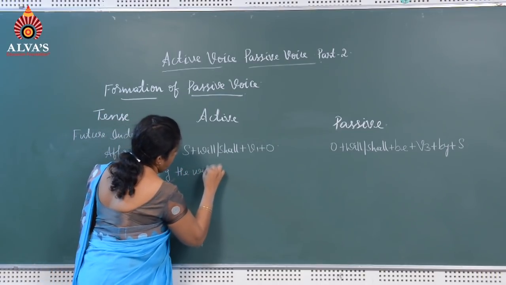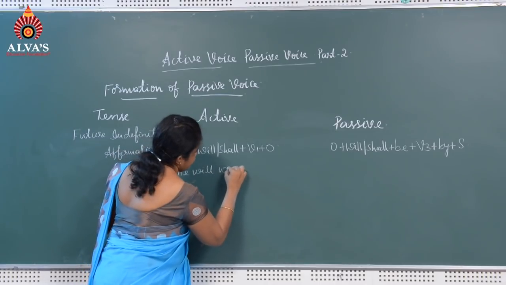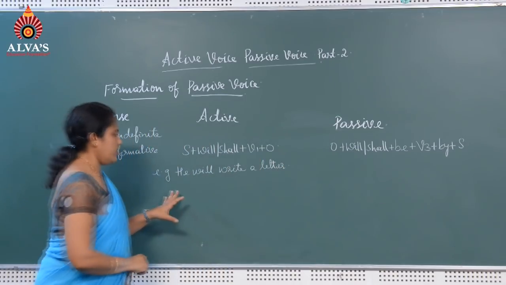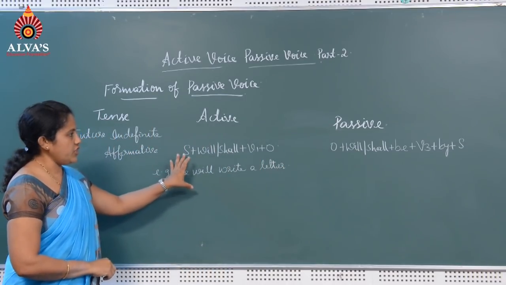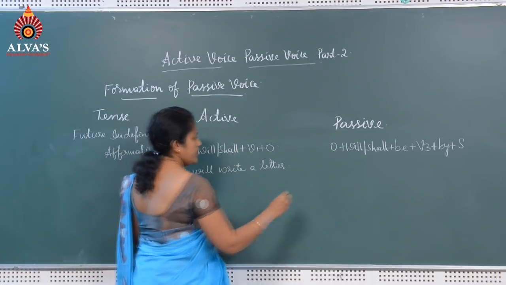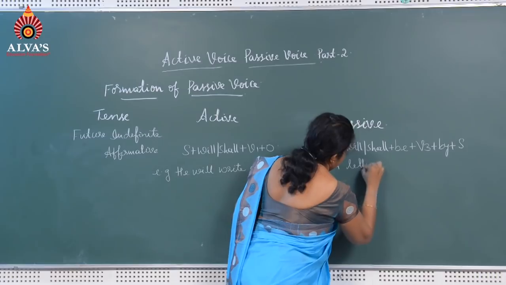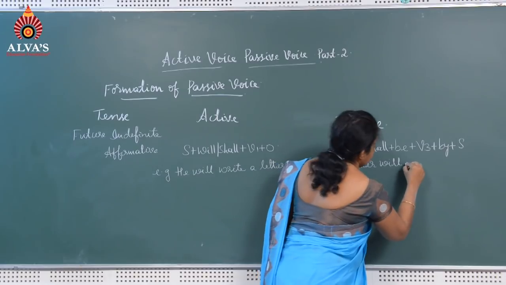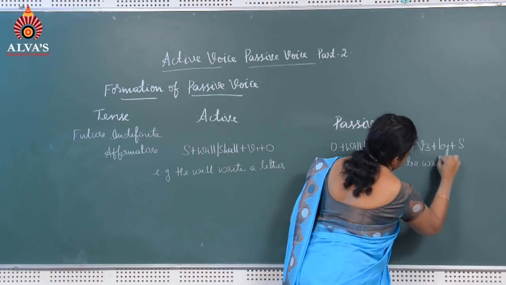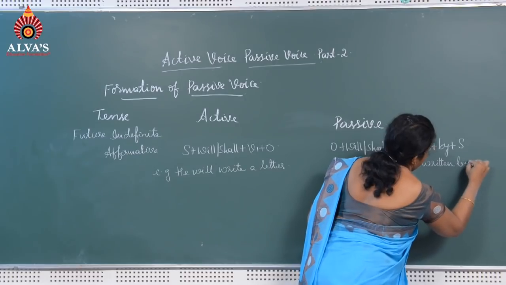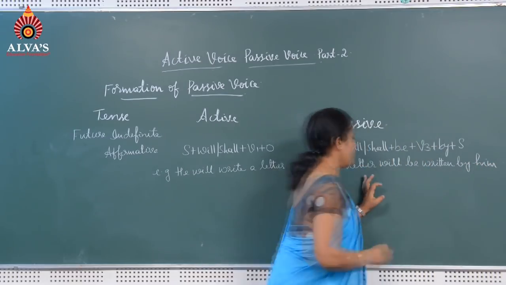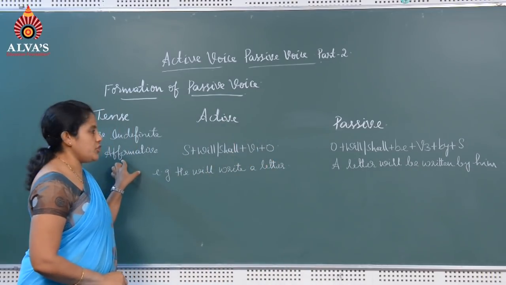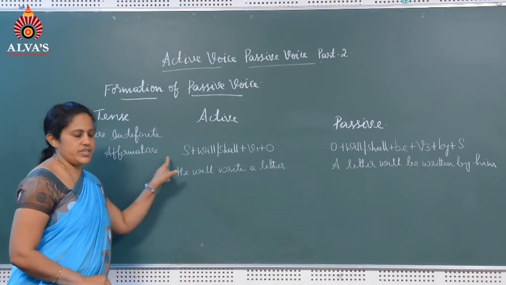he will write a letter, this is active voice. So, when we change from active to passive, it becomes a letter will be written by him. A letter will be written by him. So, that is an affirmative sentence, a future indefinite affirmative sentence.